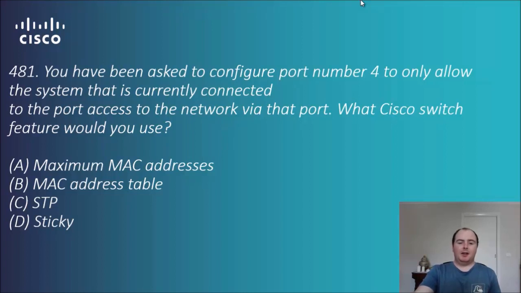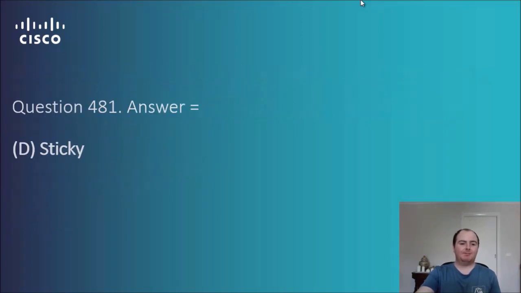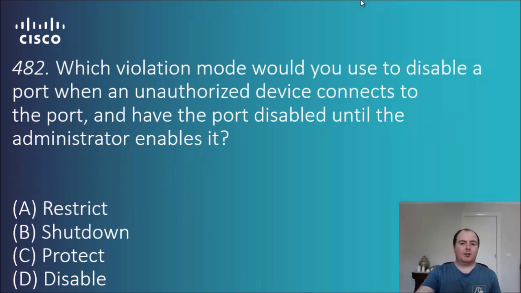481, you have been asked to configure port number 4 to only allow the system that is currently connected to the port access to the network via that port. What Cisco switch feature would you use? So we got maximum MAC addresses, MAC address table, STP, sticky. The first two don't really look right. And I'll just straight up give the answer. This is probably a memory question. It's D, sticky. Sticky is what does as described.